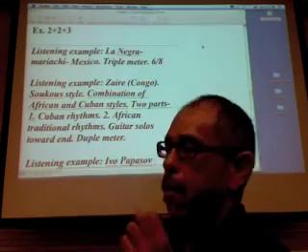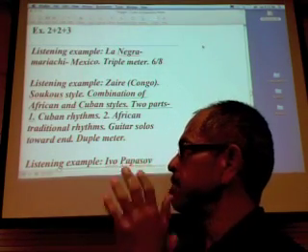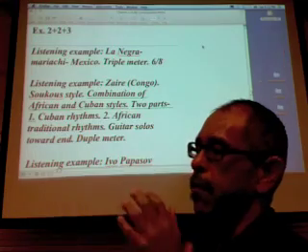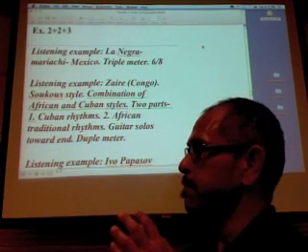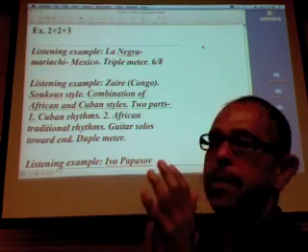You can count this in 4s, like this. 1, 2, 3, 4, or even faster. Like this, 1, 2, 3, 4, 1, 2, 3, 4.